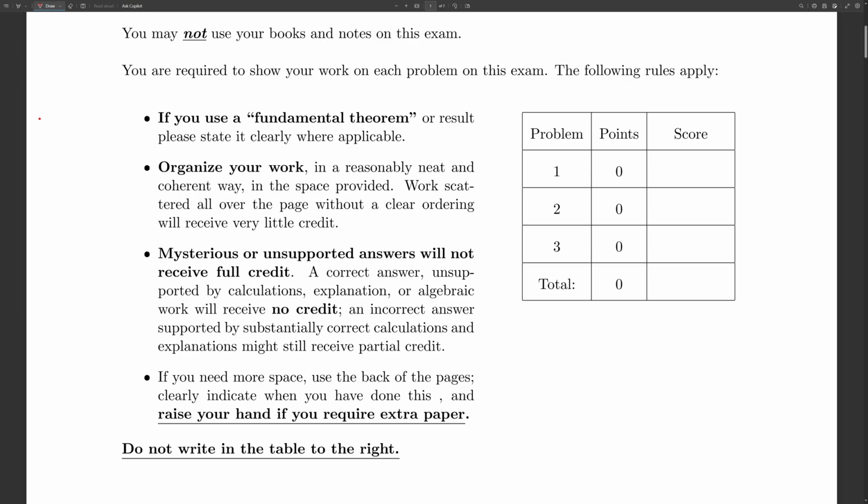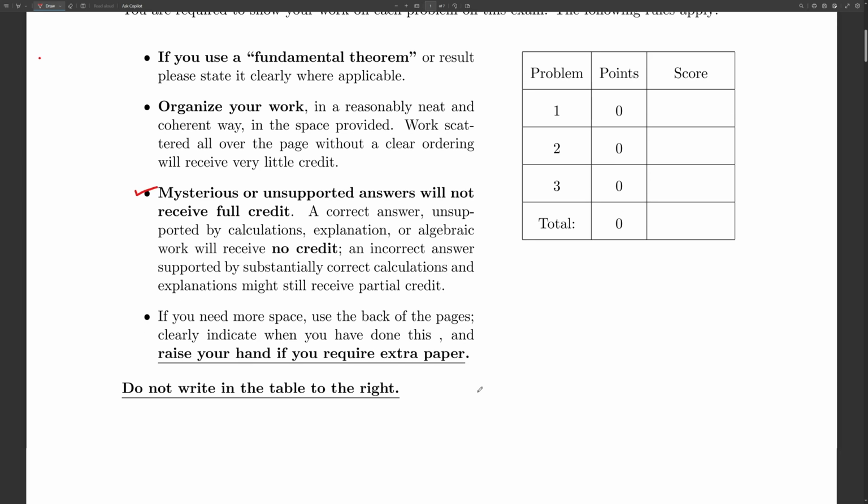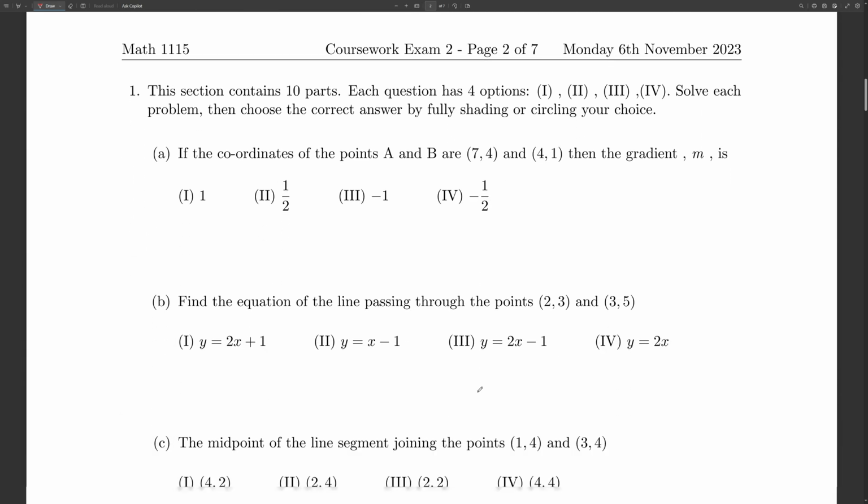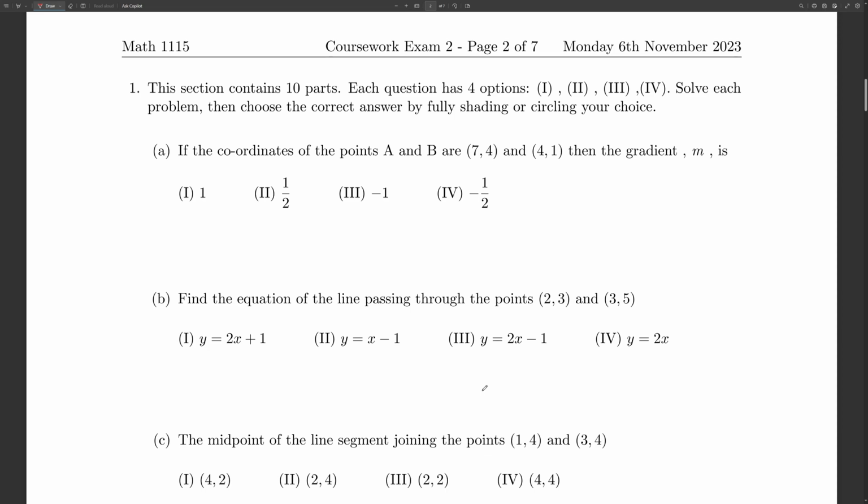Okay, so today we're going to be doing the solutions for our second coursework exam. These are some of the instructions that were on the front page of the exam. Please pay attention to number 3, which says mysterious or unsupported answers will not receive full credit. So if you write your solutions all over the place and I can't follow them, you won't be getting any marks for those. So we're going to do the multiple choice section first.